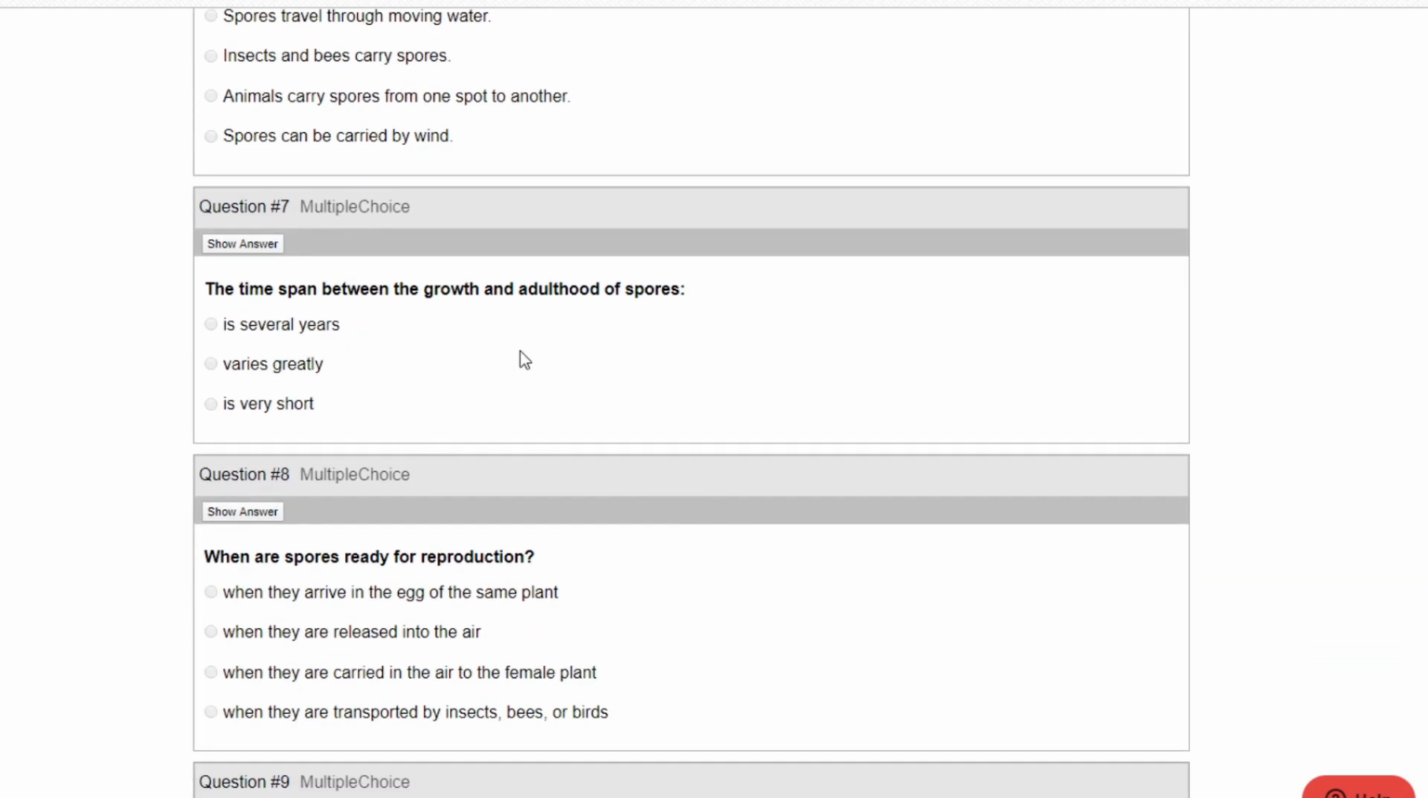Number 7, the time span between growth and adulthood of spores. All right. Is it several years? Does it take a long time to go from the spore into adulthood? It varies greatly. So does that mean that it changes depending on the plant? Or is it very short, like it doesn't take any time at all? Go back through your questions. Well, make your question mark and your X's, and then go back and look for growth and adulthood. So scan for those and see what you find.